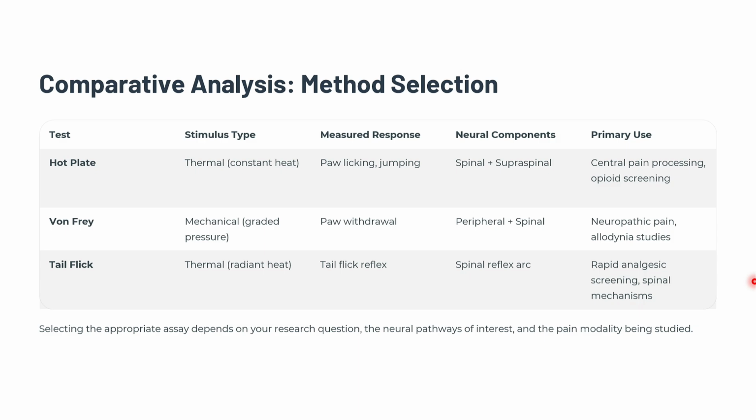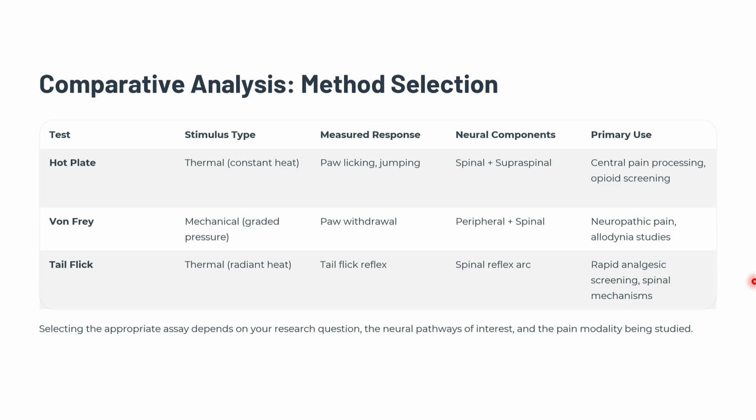Okay, so how do we select a particular test for the research that we will be doing? There are several parameters to consider. Selecting the appropriate assay depends on the research question, what you want to study, the neural pathways of interest, and the pain modality being studied. Different tests have different applications and different uses.